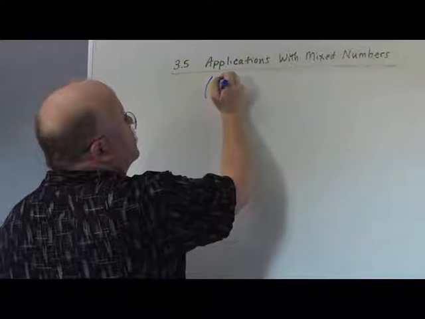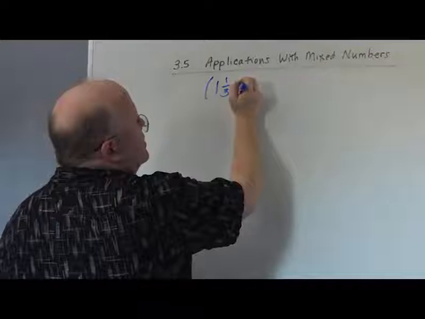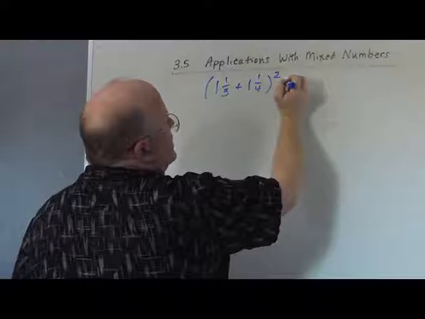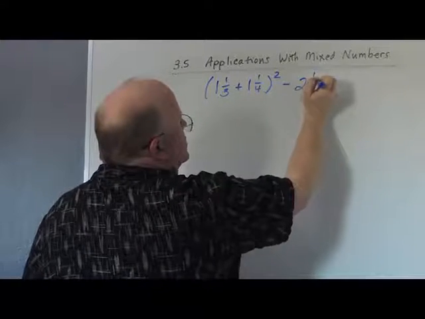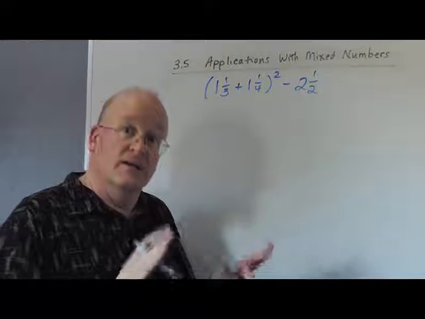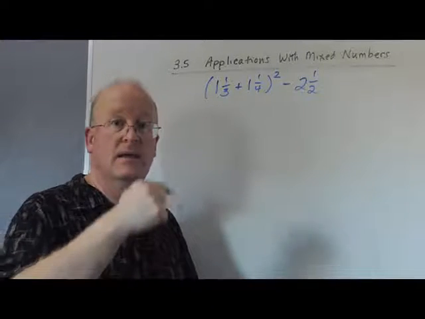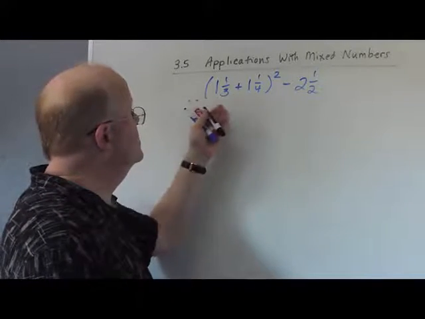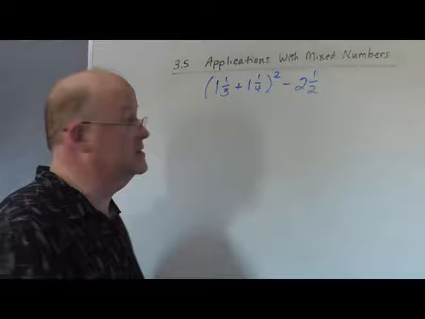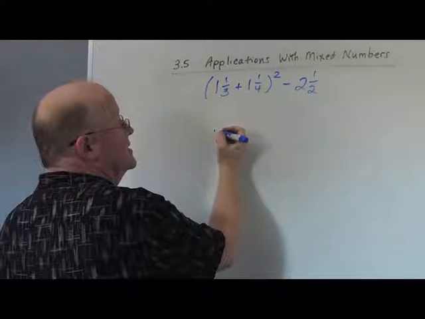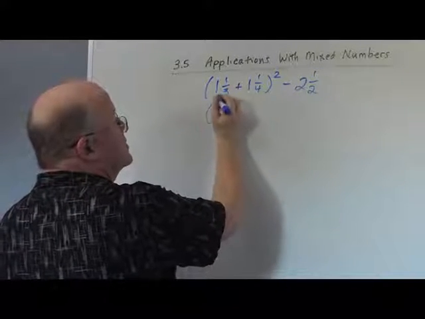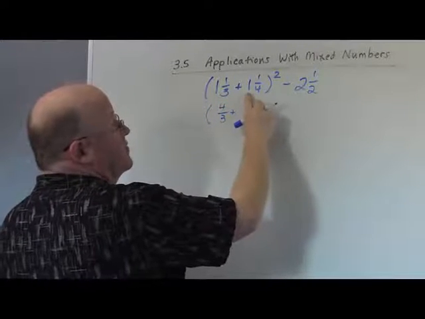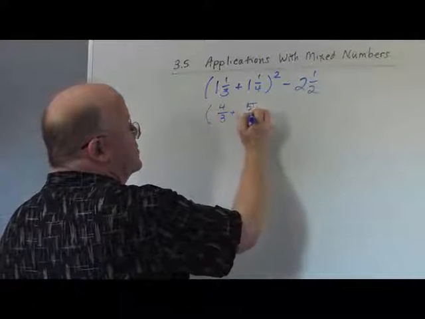Let's say we have 1 1/3 plus 1 1/4, and we want to square that and then subtract 2 1/2. Okay, let's work on this carefully. PEMDAS. Please excuse my dear Aunt Sally. P goes first with parentheses, and that says we need to do this math problem inside the parentheses. So let's convert these each to improper fractions. The first one, 3 times 1 is 3, plus 1 is 4, 4/3. The next one, 4 times 1 is 4, plus 1 is 5, so 5/4.